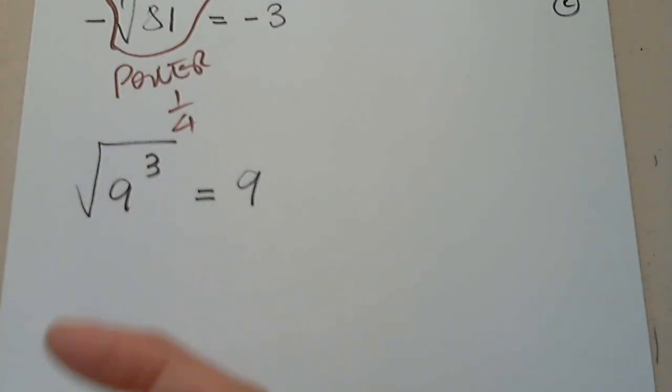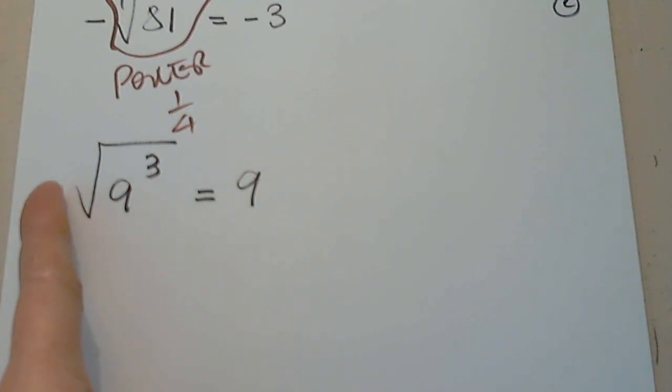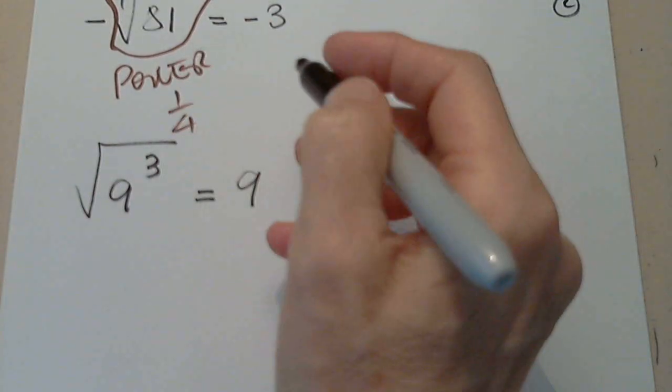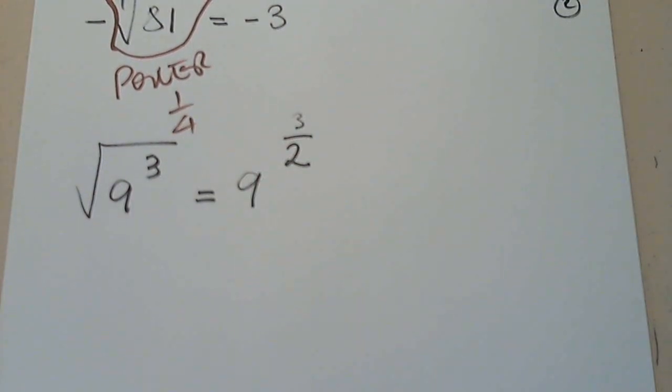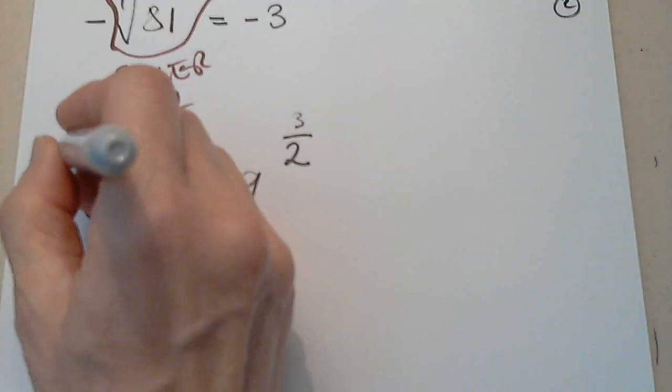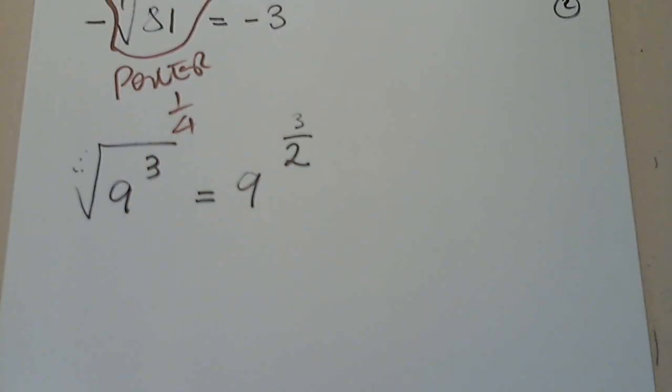It's 3 divided by 2. The index is always the denominator. The power is always the numerator. So 3 over 2. The index, it's confusing because we don't write it, but this is the only one we don't write. So 3 divided by 2.